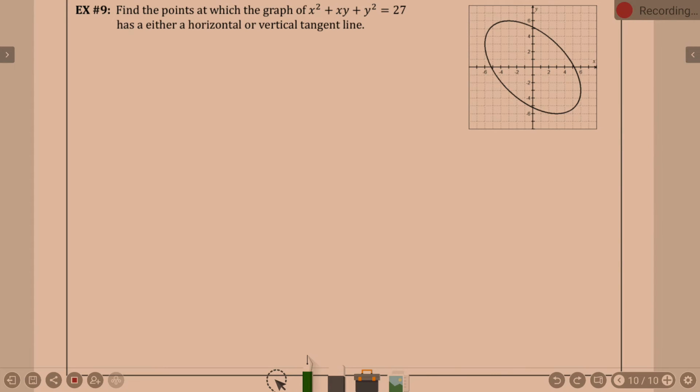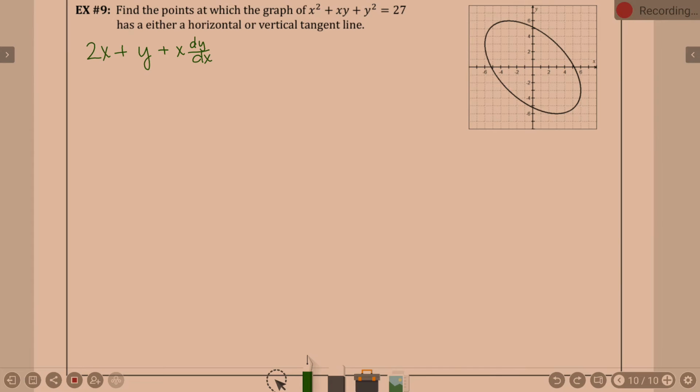Derivative of x squared is 2x, plus the derivative of xy. That is a product rule, yes. Are we all there? I feel like this is new enough that I still need to make sure I go through it. No, you're good. xy is a product rule.